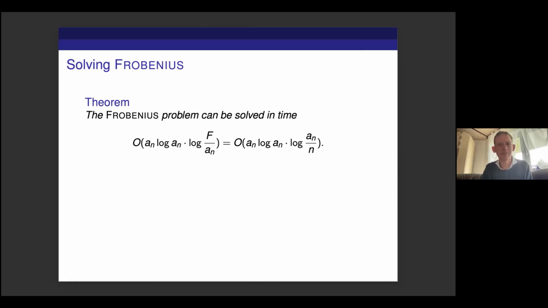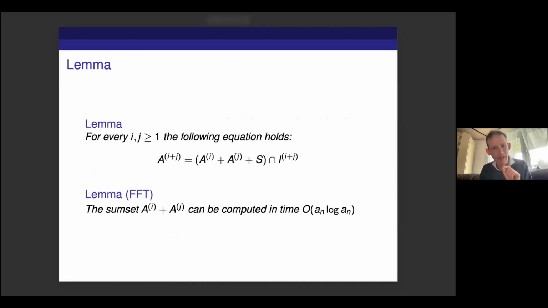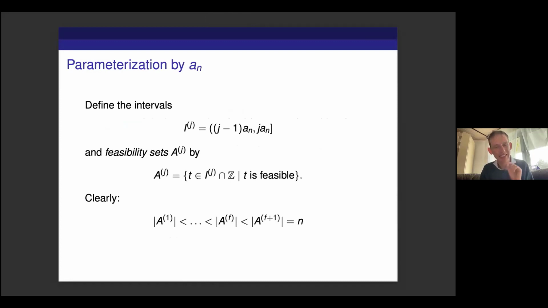And the idea is that the Frobenius number is contained in the largest feasibility set that does not contain all numbers. Okay, I'm a bit too vague here, I fear. So a feasibility set essentially contains the set of feasible targets.